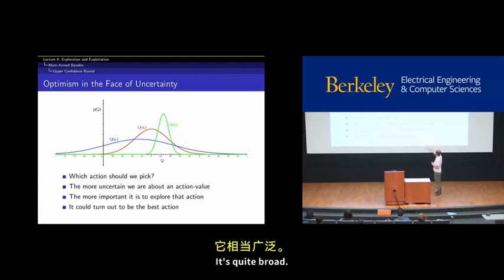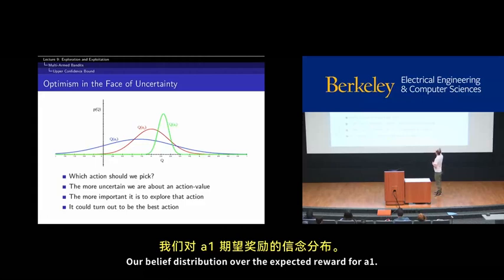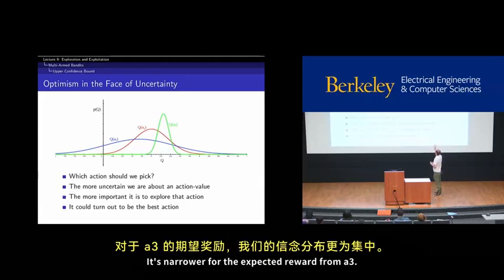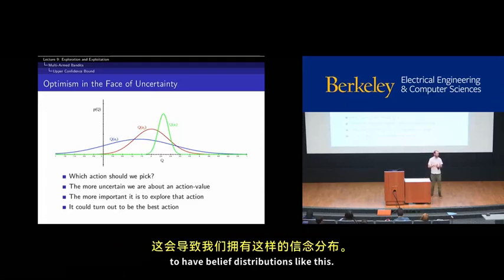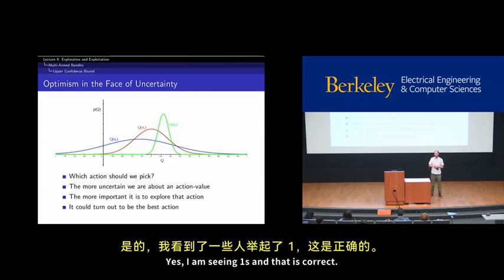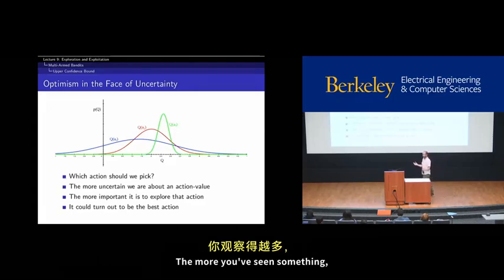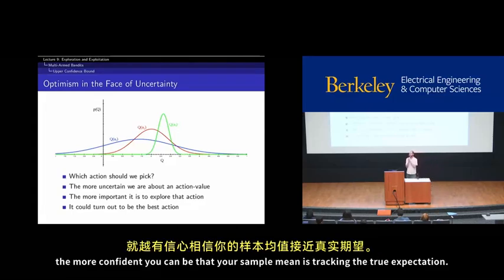It's quite broad. Our belief distribution over the expected reward for A1, it's narrower for the expected reward from A3. So put up a 1, 2, or 3 for which you think we've explored the least that would lead us to have belief distributions like this. Yes, I am seeing ones, and that is correct. The more you've seen something, the more confident you can be that your sample mean is tracking the true expectation.